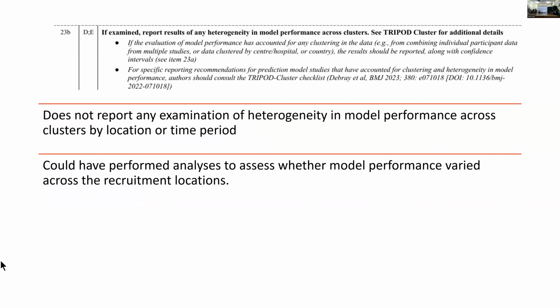So again, do the results report any heterogeneity in model performance across the hospitals where the study was conducted? They have not done a subgroup analysis based on each hospital. Ideally, that would have helped us see if it is operator dependent or if the performance varies across the hospitals. We don't have that subgroup analysis.